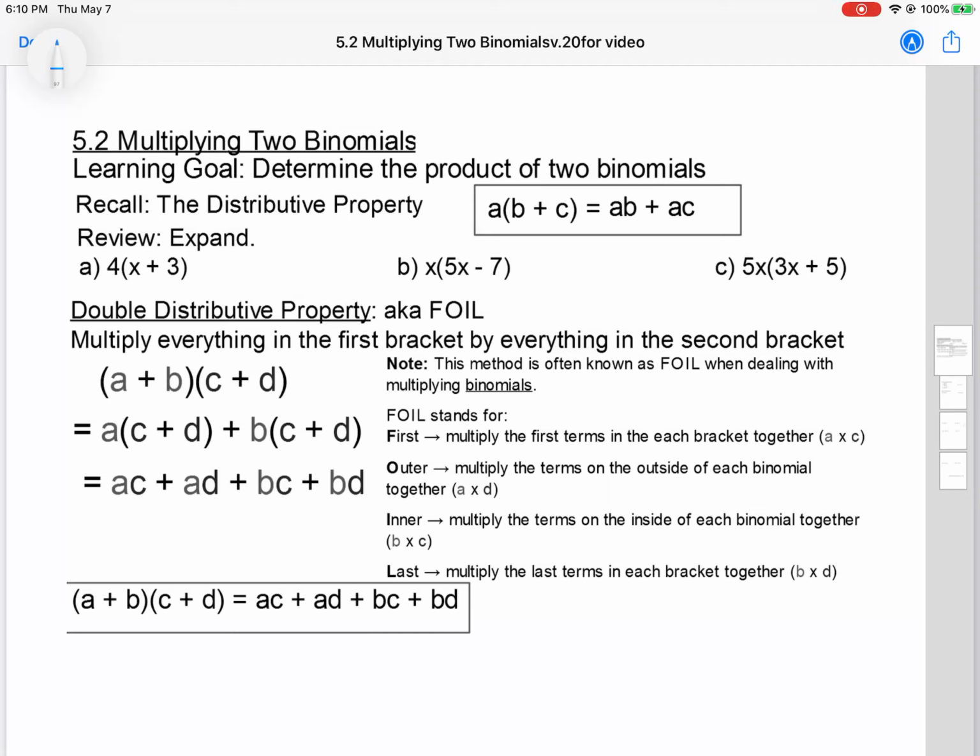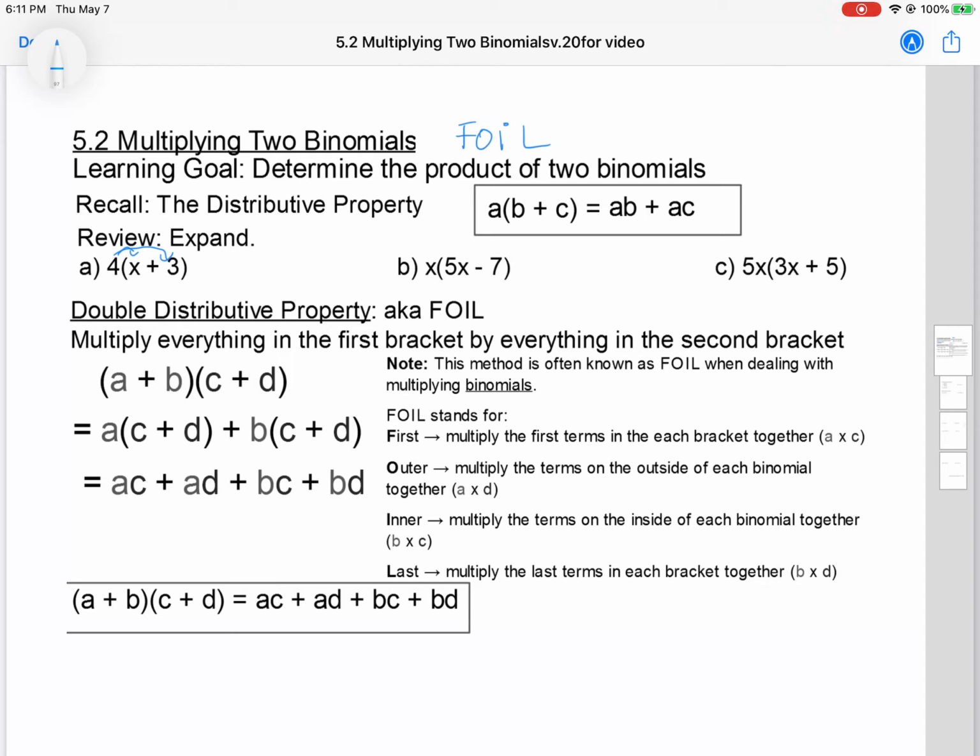Okay, so today we're going to move on to multiplying two binomials, which, to be honest, sometimes I think I should teach this first because it's actually a little bit easier than what we did yesterday. So basically, it's an extension of the distributive property, which you would have done in grade 9. Okay, so we reviewed this in 5.1, but let's do it again.